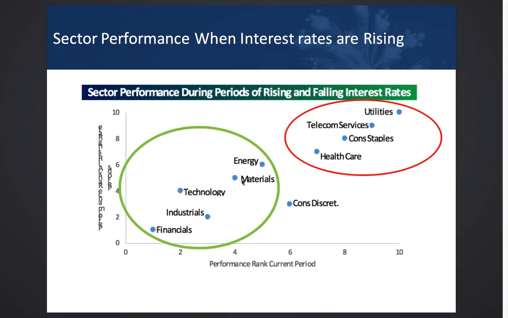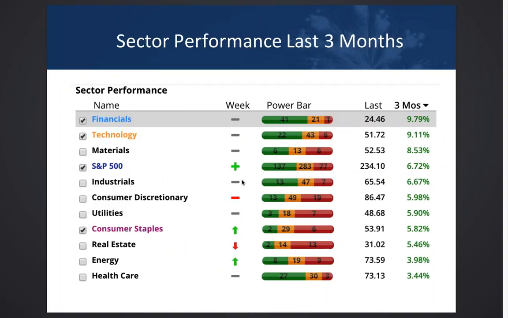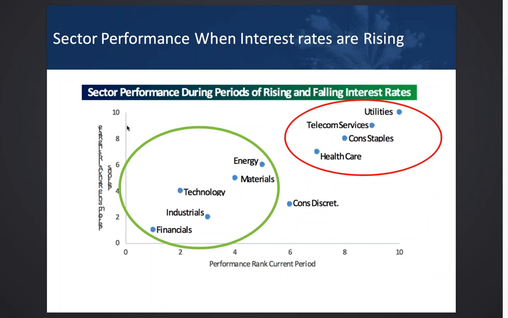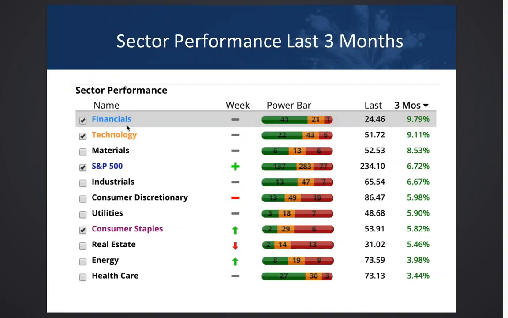Now let's see what actually happened in the 3 months since the election. This is our sector performance analysis tool, and looking at the 10 select spider sector ETFs and looking at their price performance over the last 3 months. And lo and behold, the top 3 performers, financials, technology, and materials, are right there in the bottom left, just where they should be. And the bottom 5, with energy being the outlier, are the sectors that perform least well in a rising interest rate environment: healthcare, real estate, consumer staples, and utilities.